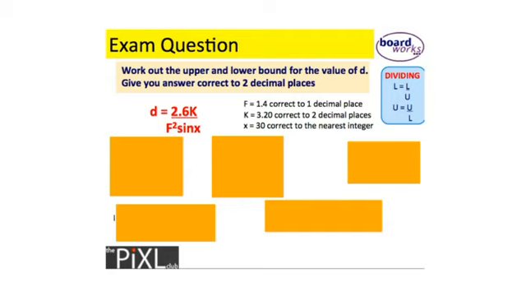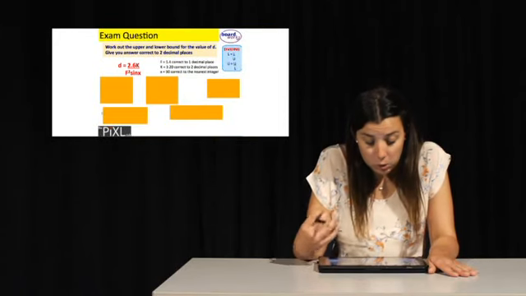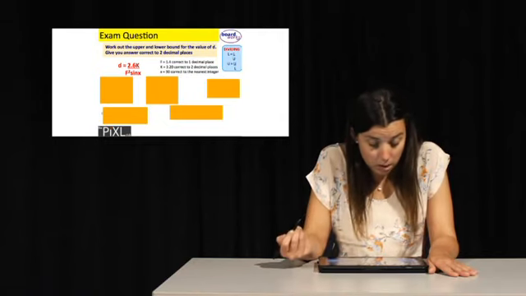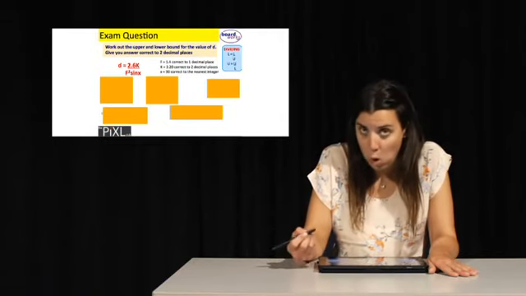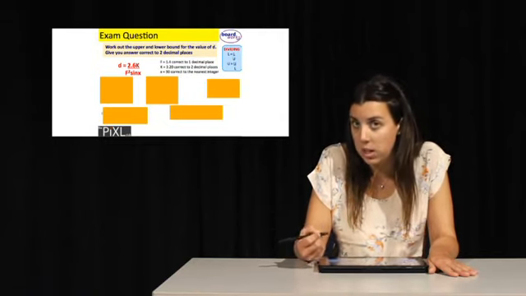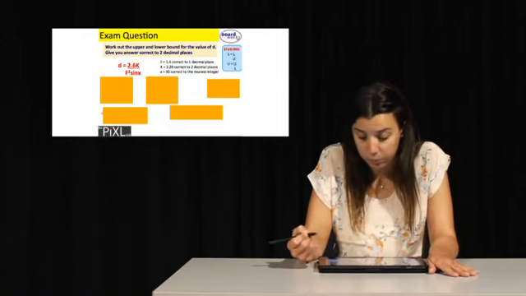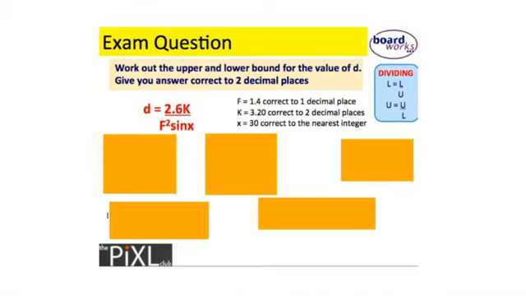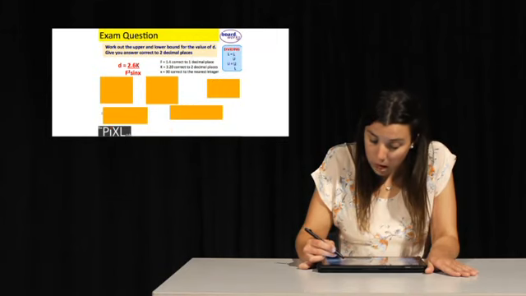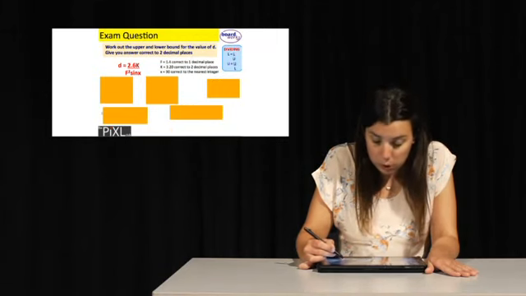And we have a formula. D equals 2.6k, 2.6 multiplied by k, divided by f squared sine x. Okay, so we have a number of different values in there. We have k, f and x, all of which we're going to have to decide whether we need to use the upper and lower bound. Here I've copied through the dividing, which is what we're going to have to do, dividing our 2.6k divided by f squared sine x, to be able to see if we want the upper and lower bound, which way we're going to have to use them.